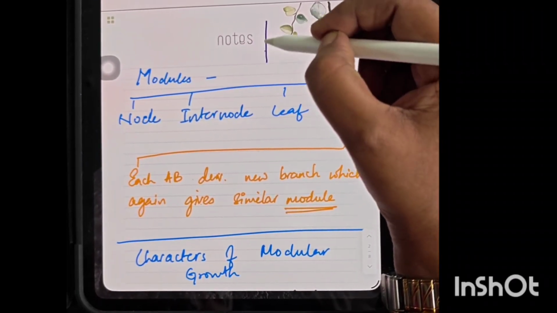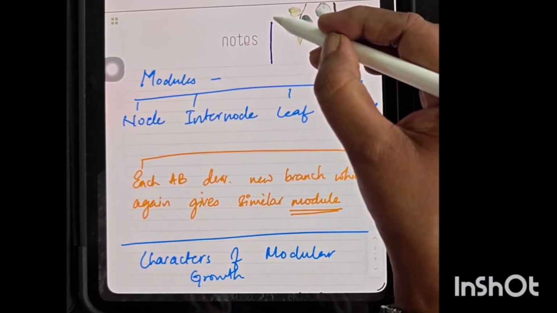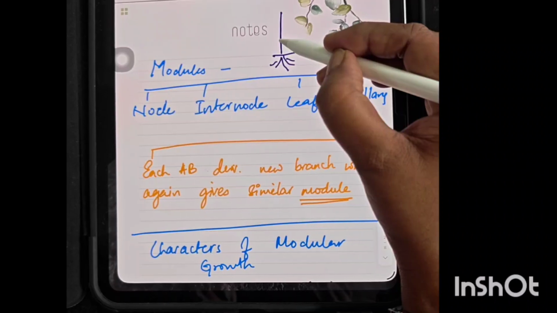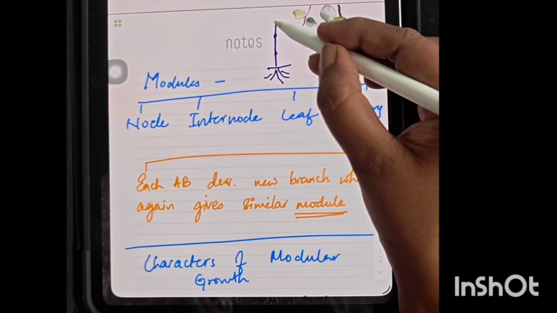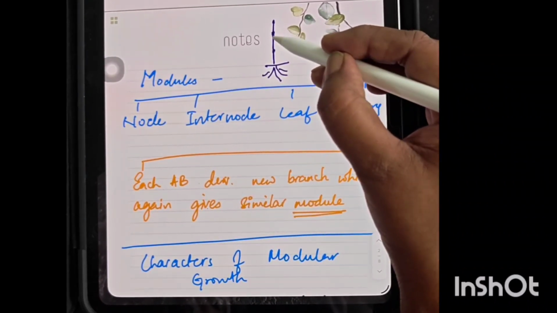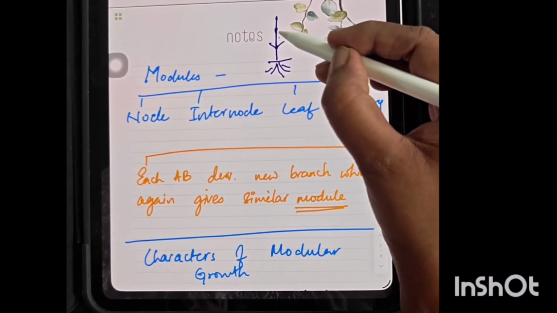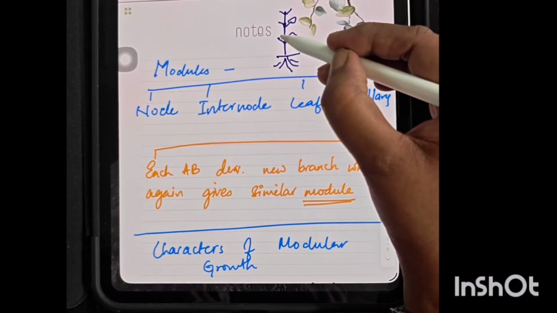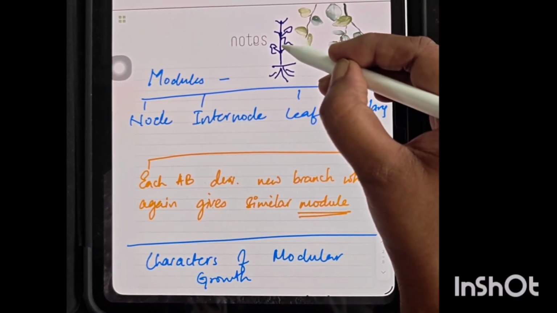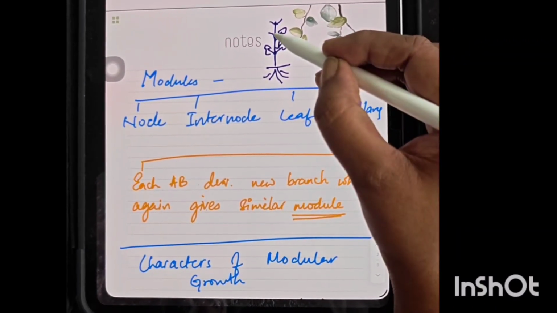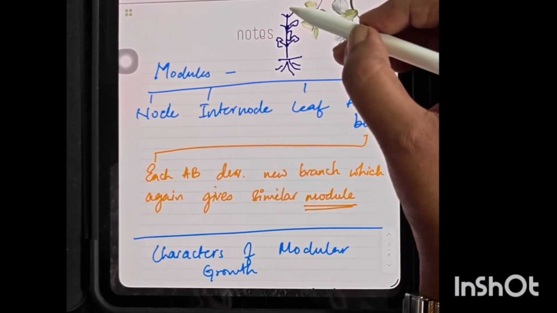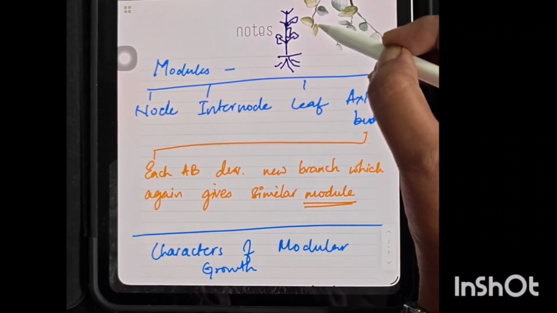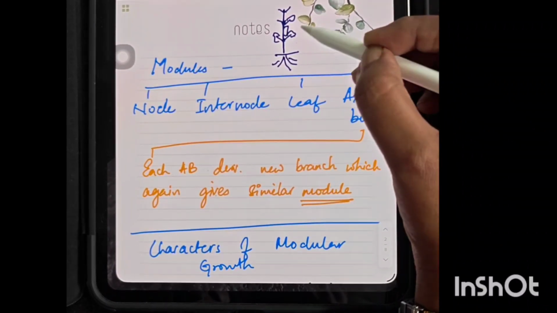What is a node? Suppose this is the stem and this is the root system. A node is a small pointed area at every small interval, and on this nodal region you will find that branches and leaves are present. These nodal regions, internodal regions, leaves or the axillary bud are more actively giving rise to new branches, repeatedly giving rise to new leaves.